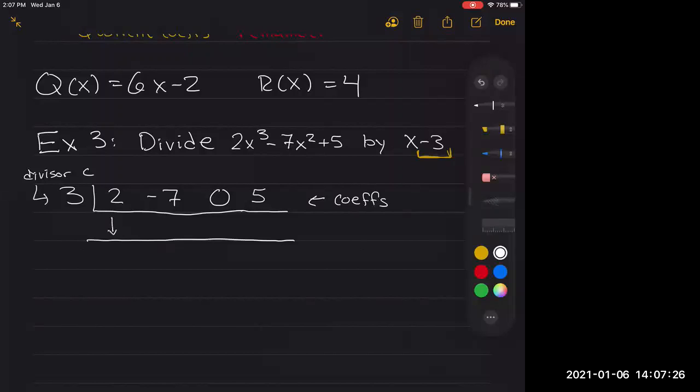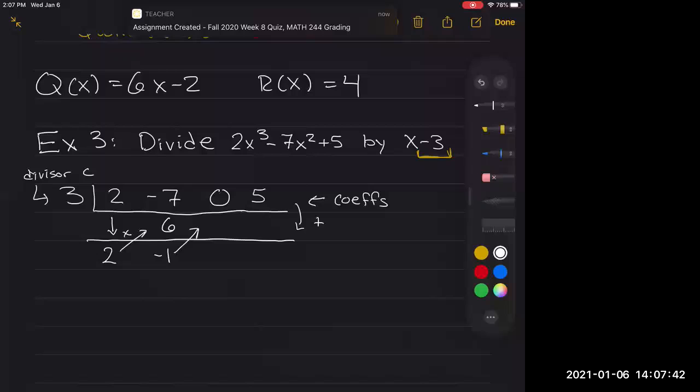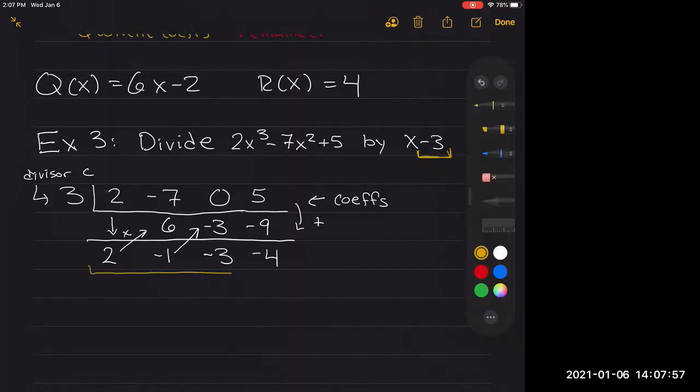We bring our 2 straight down, and we have a 2. 2 times 3 is 6, so we multiply. And then negative 7 plus 6 is negative 1. Negative 1 times 3 is negative 3. 0 plus negative 3 is negative 3. And then 3 times negative 3 is negative 9. 5 plus negative 9 equals negative 4. So here again we have our coefficients, and here we have our remainder.